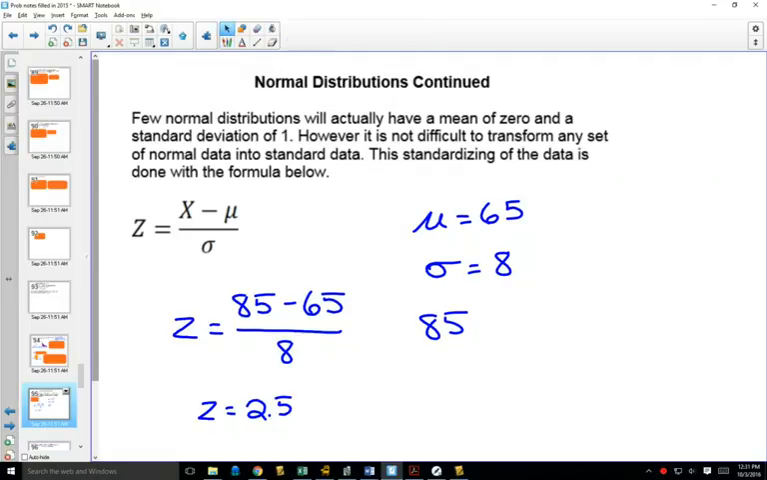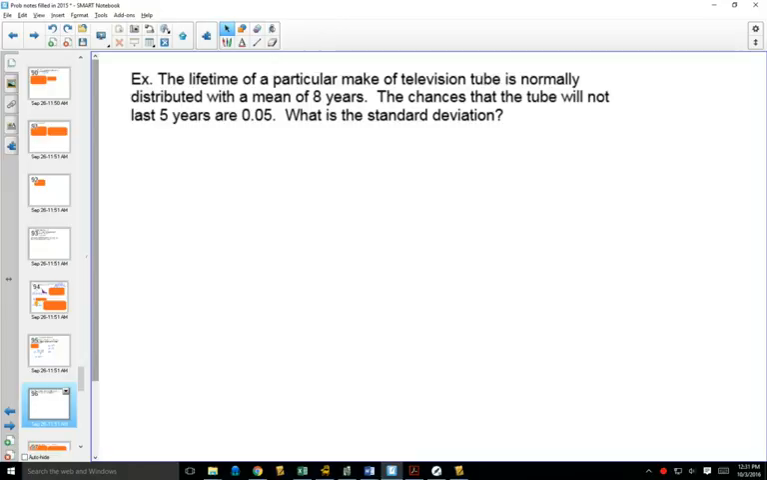The nice thing about this is we can use it when we're trying to find things that we haven't found so far. Like we haven't had any questions that have asked us to solve for the standard deviation. And so here in our next question, we've got an example of a certain kind of TV that is normally distributed with a mean of 8 years. So you buy this TV, you can expect it to last 8 years. They find out that the chances that it will not last 5 years is 5%.